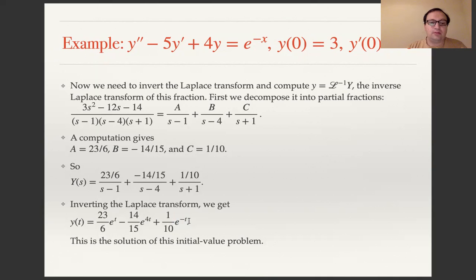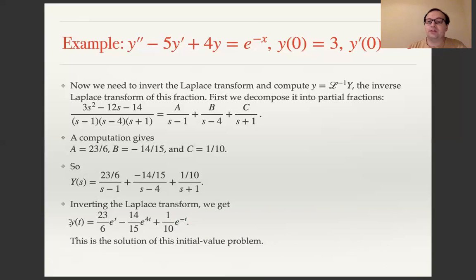All right, so since we know the inverse Laplace transform of each of these simple fractions, we know the inverse Laplace transform of capital Y. So that's 23 over 6 e to the t minus 14 over 15 e to the 4t plus 1 over 10 e to the minus t. And this is the solution of the initial value problem that we wanted to solve.